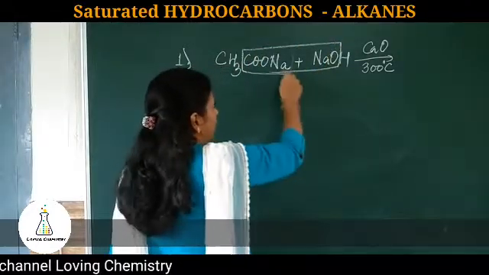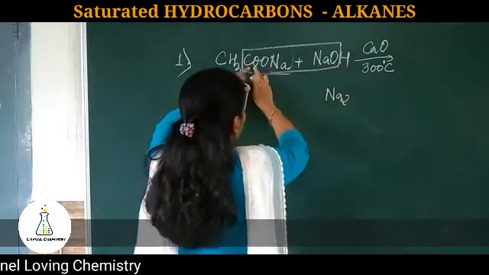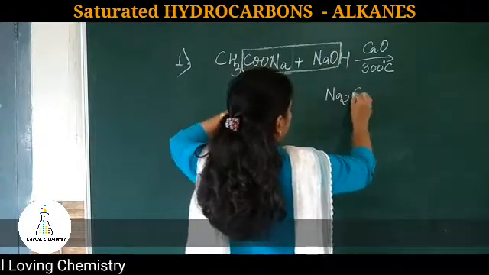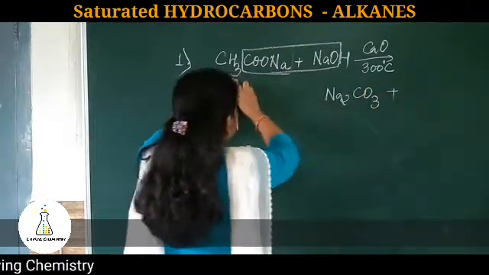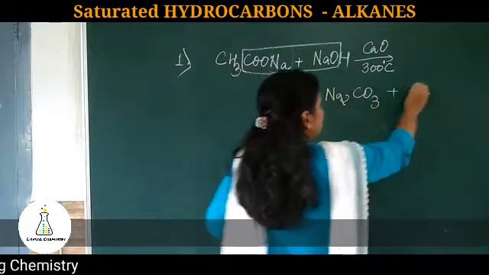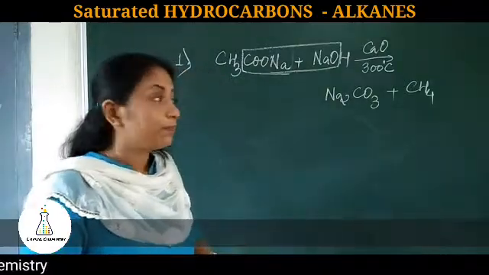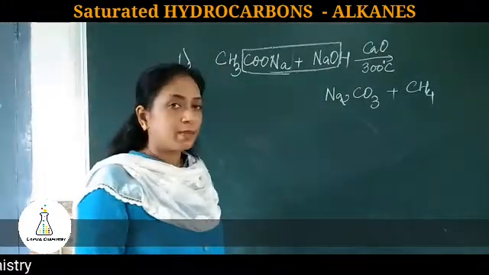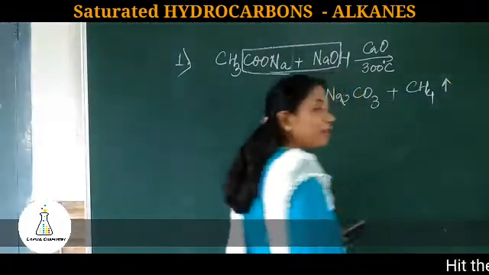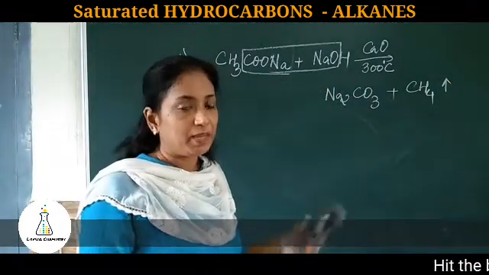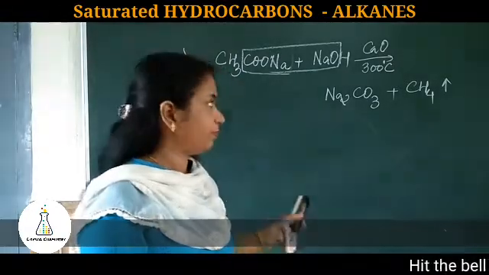we see Na2, COO, and one O is here, CO3 plus CH3 is left here, one H is left here, so it will become CH4. So what is formed? Sodium carbonate plus methane gas is formed, and this is the laboratory preparation of methane. Okay, and methane is collected by the downward displacement of water.